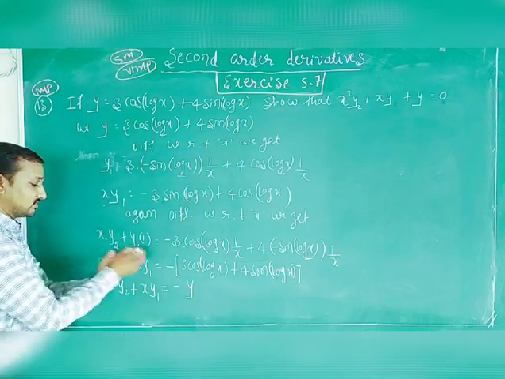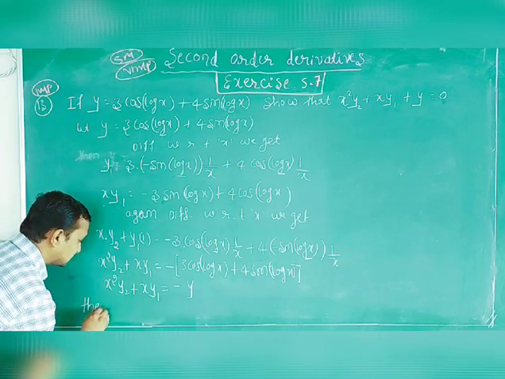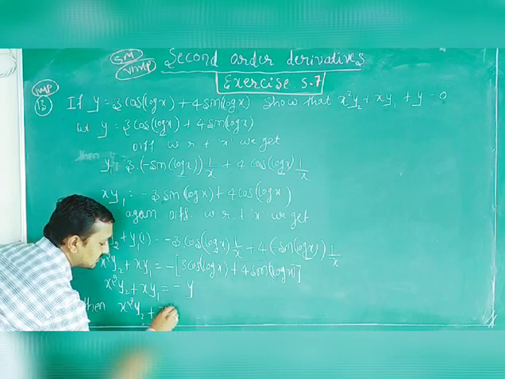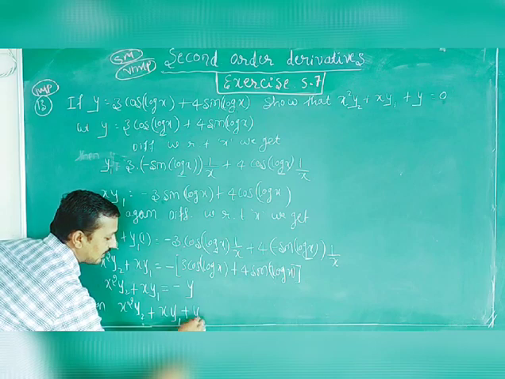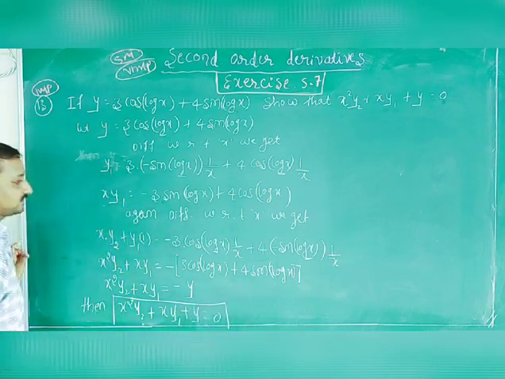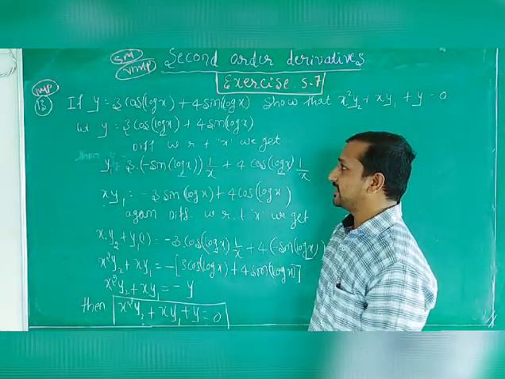So the y goes to the left hand side. Then the final answer is x square y2 plus x into y1, so minus y will become plus y is equal to 0, which is your standard form. Is that clear? This is a very easy and very important example, friends.